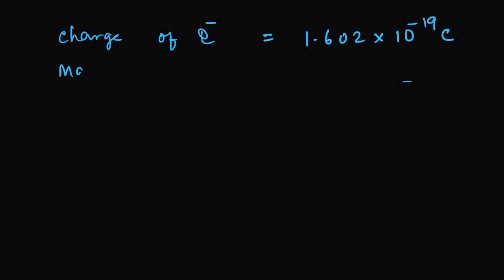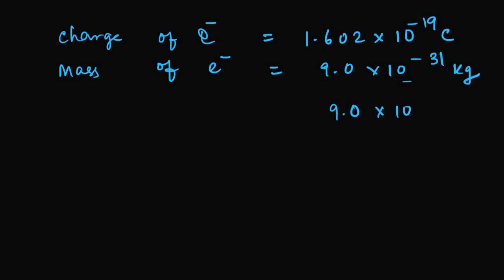Then we will go to the mass of the electron. It is very negligible, you should remember it. It is 9.0 into 10 to the power minus 31 kg, or 9.0 into 10 to the power minus 28 gram. So any way you like, you can convert according to the requirement.